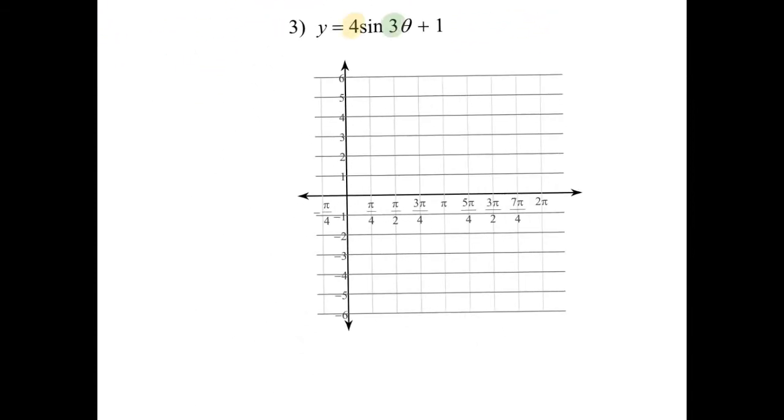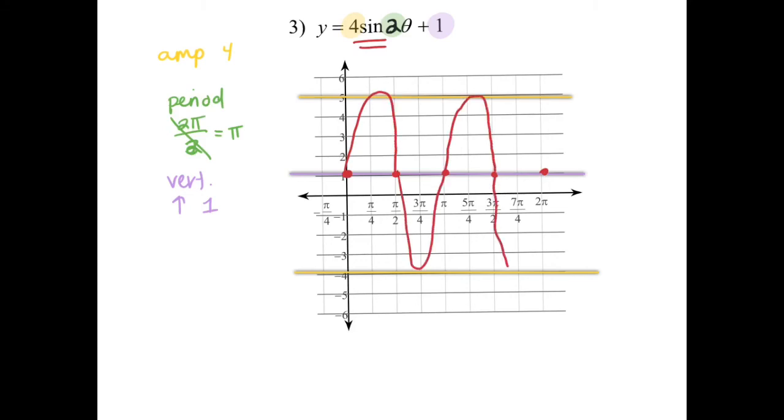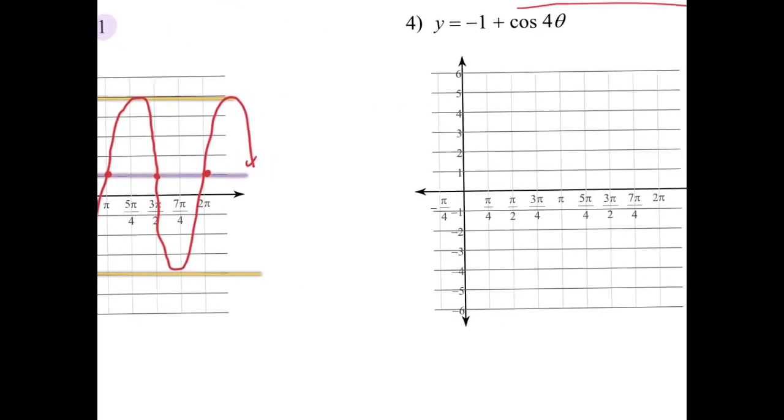Do it again. Amplitude, period, vertical shift. My amplitude is 4. My period is 2 pi over 3. My vertical shift is 1. So let's go ahead and give myself my new x-axis and my amplitude boundaries. Now I'm going to change this period to be 2 just so it's nicer numbers for notes. Sine starts at our new origin. My period's at pi. The middle is pi over 2. So those are all x-intercepts. Sine is x-intercepts. Cosine is maxes and mins.